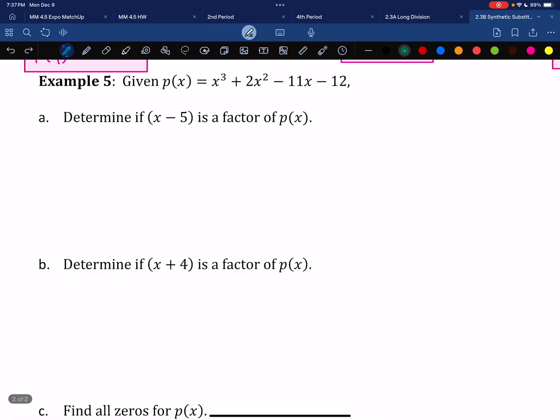So A says to determine if x minus 5 is a factor of p of x. Our p of x equation is already given to us. It is x cubed plus 2x squared minus 11x minus 12. And we want to determine if x minus 5 is a factor. So remember, for it to be a factor, that means we can get the 0 from it. So if x minus 5 is a factor of our equation, that means that x equals 5 is a 0 of our equation.